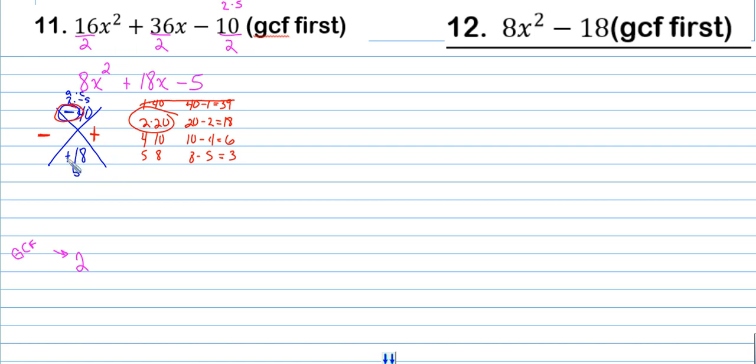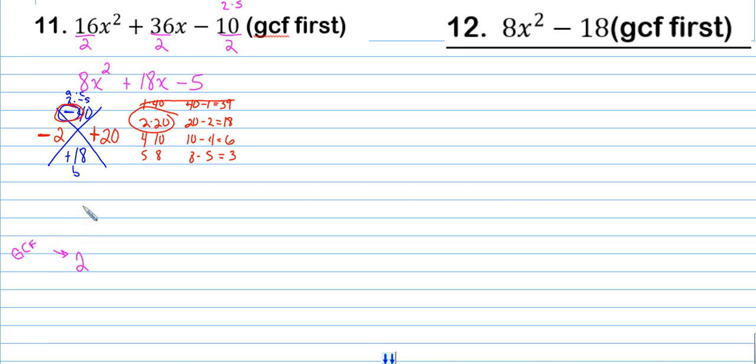So now, which one is the negative and which one is the positive? Well, since we have a positive 18, the bigger number needs to be positive. That's 20, and the 2 needs to be negative. And you can see that over here. To get a positive 18, positive 20, minus 2. Okay?